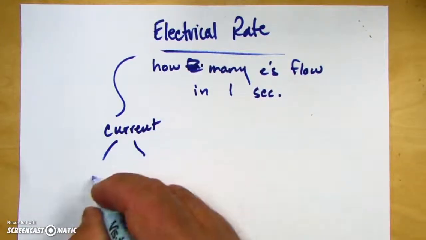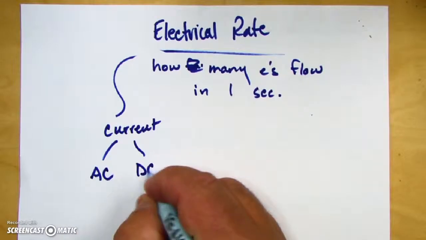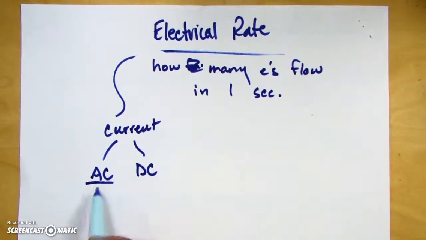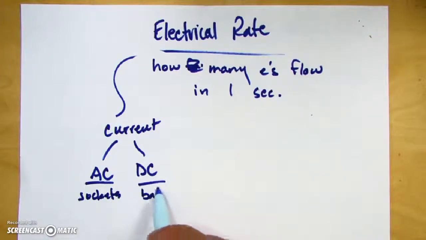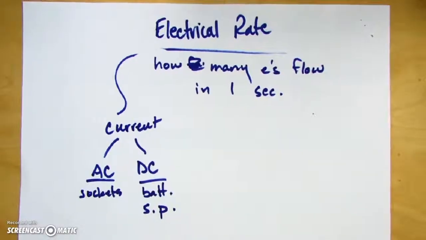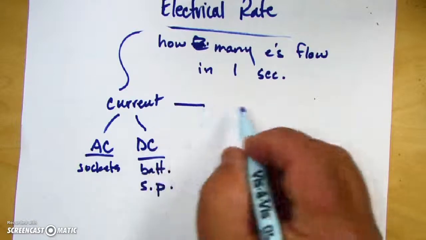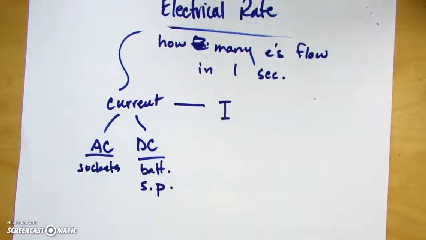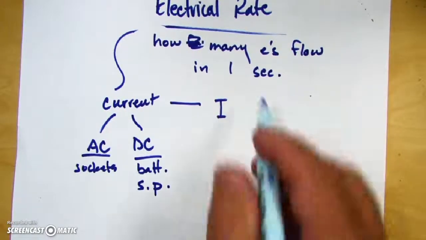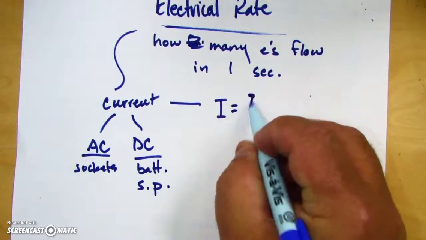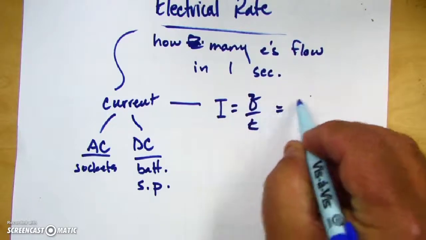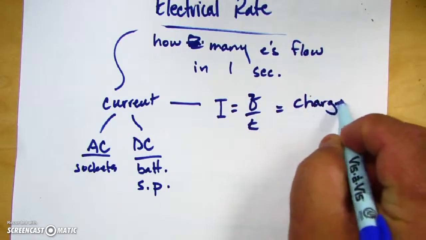Now, quick review again, current can be either AC or DC. Wall sockets, AC. Batteries, solar panels are DC. Now, current in equation-wise is denoted with the letter I. So we're going to use I for current. You've already measured it in a number of labs, and you will continue to measure it in more labs. And it's equal to Q divided by T, which is charge per second.